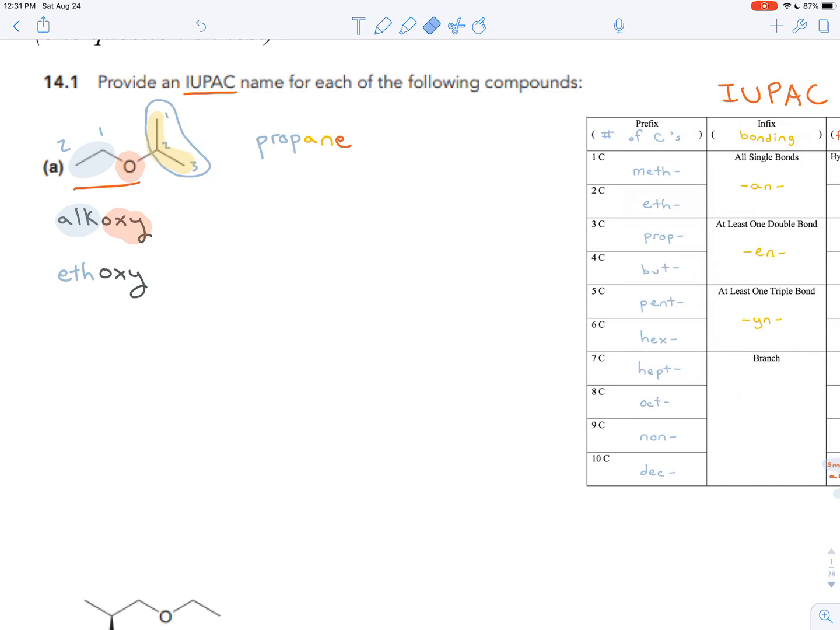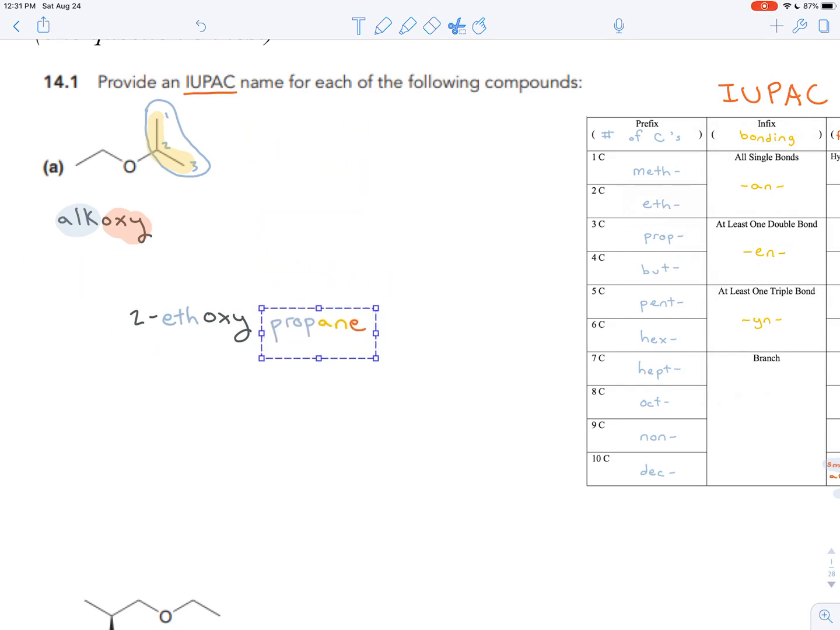One last thing is we have to say where this branch is attaching to the main chain, and you can see that it is connecting on carbon number 2. So this would be 2-ethoxy. You take that branch name, put it in front of the backbone name, and the name for the whole compound would be 2-ethoxypropane. So that would be the answer for part A.